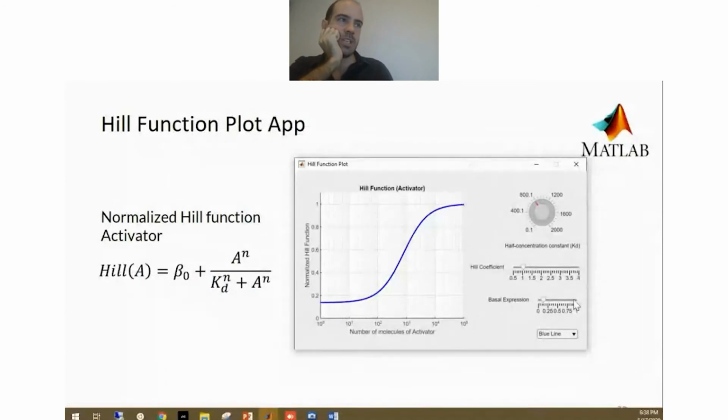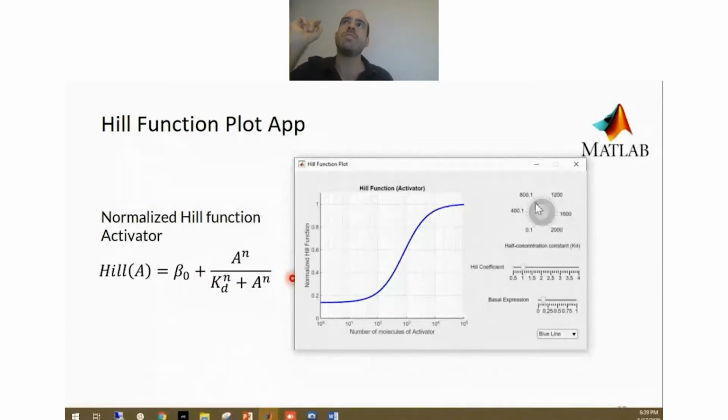Do you all see this? So here we have a different way of writing the equation, the normalized Hill function. Beta 0 is what is called the basal expression. If all this is 0, it is what will be expressed without any amount of activator. A is the amount of activator. N is what is called the Hill coefficient, and KD is the half concentration constant. It's not the dissociation constant.